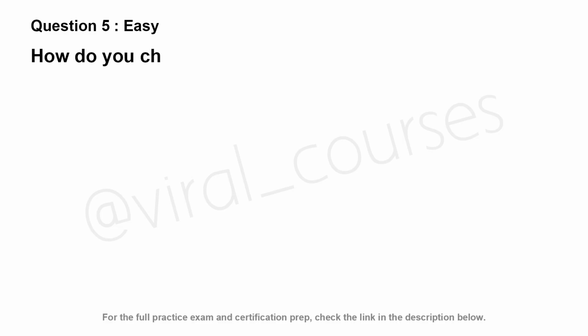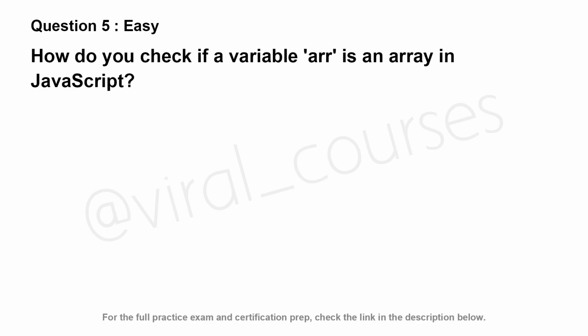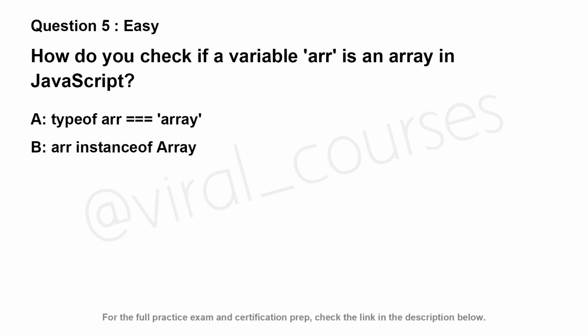How do you check if a variable, arr, is an array in JavaScript? Option A, typeof arr equals Array. Option B, arr instanceof Array. Option C, Array.isArray(arr). Option D, both B and C.